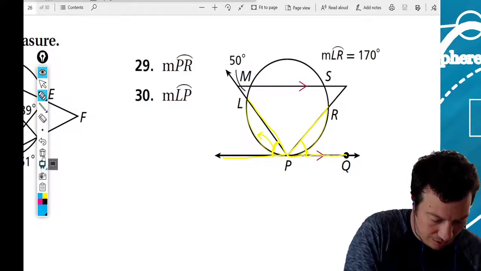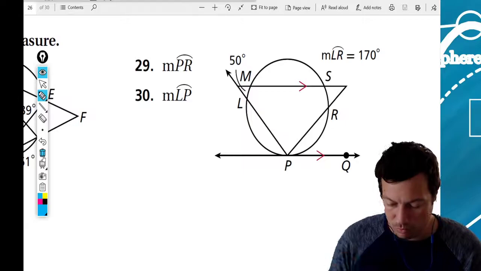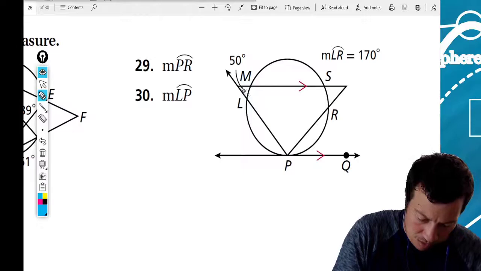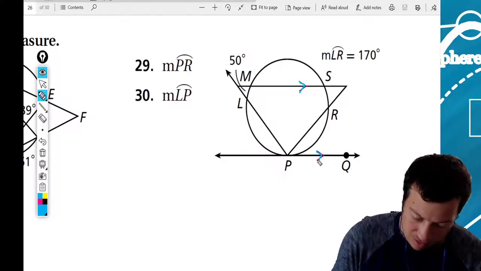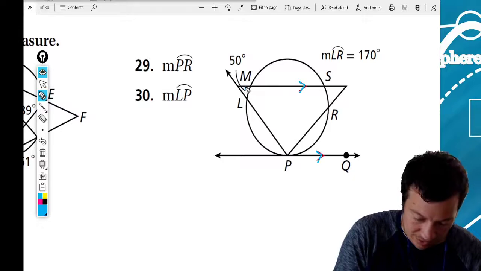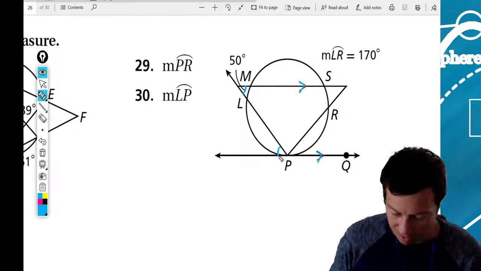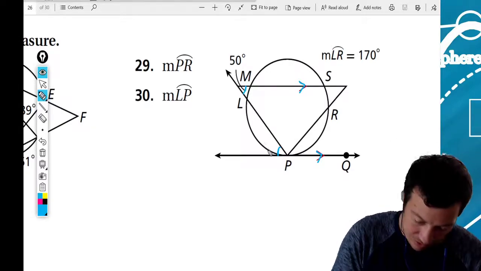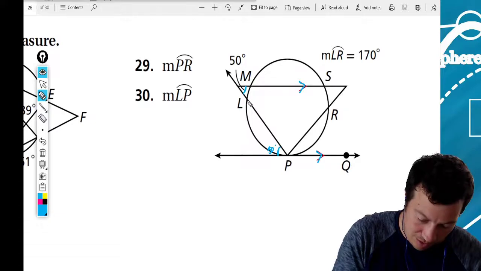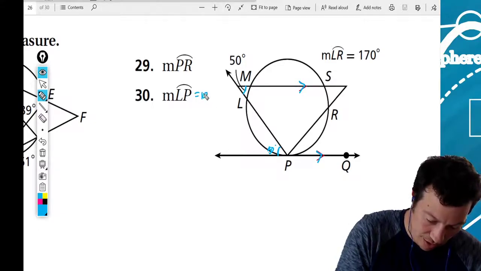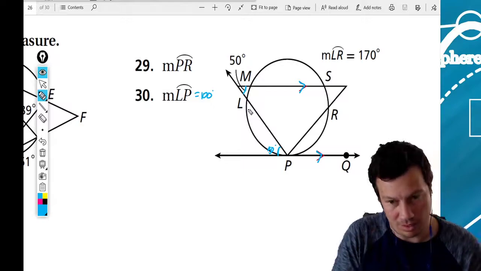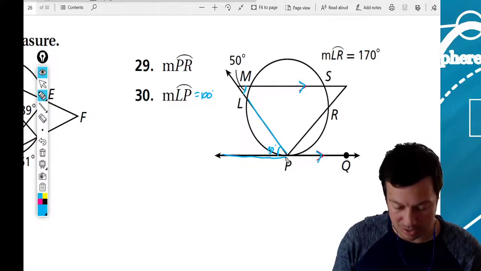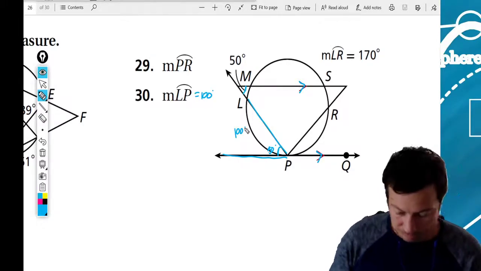I'll get a better color here, erase all that. Okay, so basically now with what I'm given, I'm sure there are other ways to do this, but with what I'm given, those two lines are parallel. So hopefully we see that this 50 degree here and this 50 right here would be alternate interior angles, so they're going to be congruent. So if this angle is 50 degrees, arc LP is just going to be 100. It's just going to be double that. That's that rule that the chord tangent angle is always half as much as that arc. So that arc is 100.